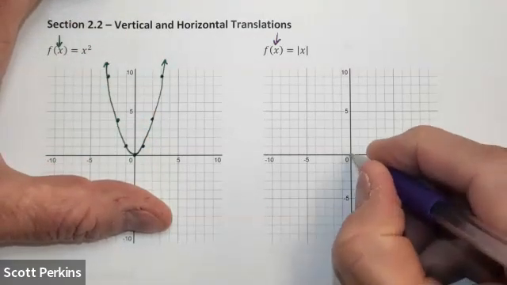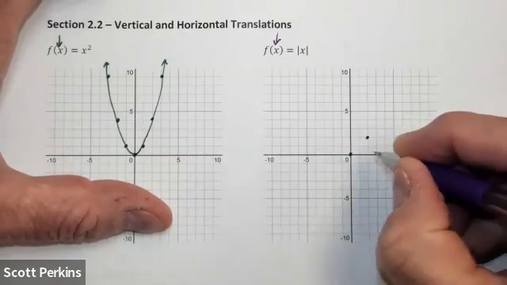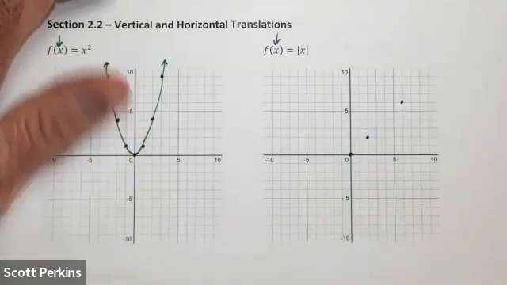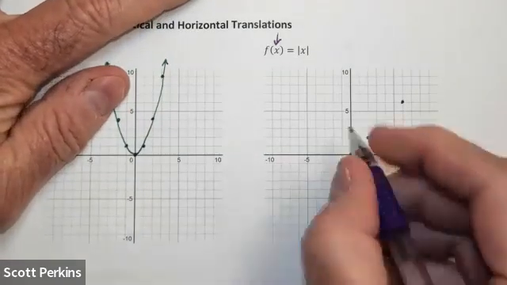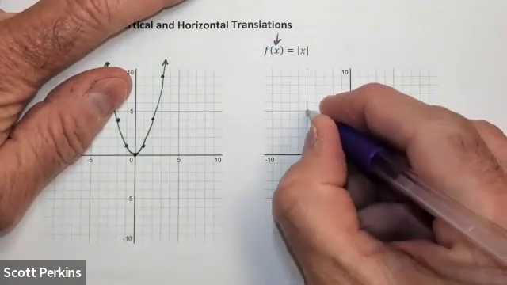When I put in 0, the absolute value is 0. When I put in 2, the absolute value is 2. When I put in 6, the absolute value is 6. And we could go on and on. It's very relaxing to do that. When I put in -3, the absolute value is 3. When I put in -5, the absolute value is 5.